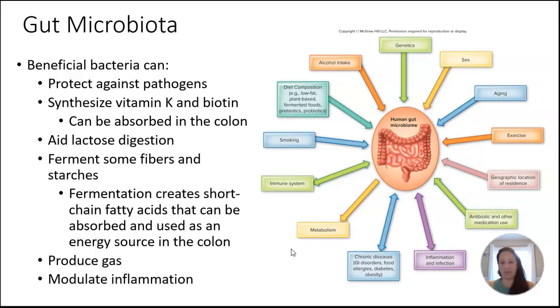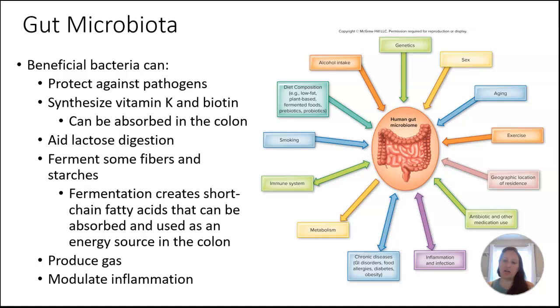Beneficial bacteria, again, can protect us against pathogenic bacteria. They also synthesize vitamin K and biotin, which can be absorbed in the colon. They aid in lactose digestion. They ferment fibers and starches. This fermentation process creates short-chain fatty acids that can then be absorbed. They can also be used as an energy source in the colon. As a byproduct of these microbes doing metabolism, there is gas production, okay, which is not a positive. And then they modulate inflammation.